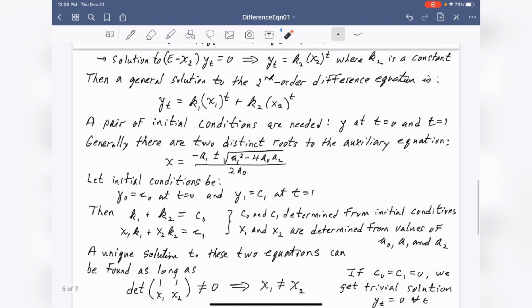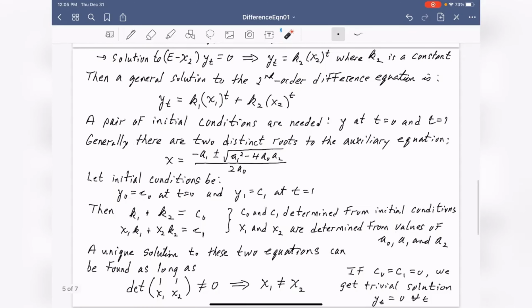So let's let the initial conditions be that y0 equals c0 at t equals 0, and at t equals 1 that y1 equals c1. Then we get these equations. We plug in t equals 0 here, and x1 to the 0 is 1, x2 to the 0 is 1, and we get k1 plus k2 equals c0. If we put a 1 where the t is, then we get x1 k1 plus x2 k2 equals c1.